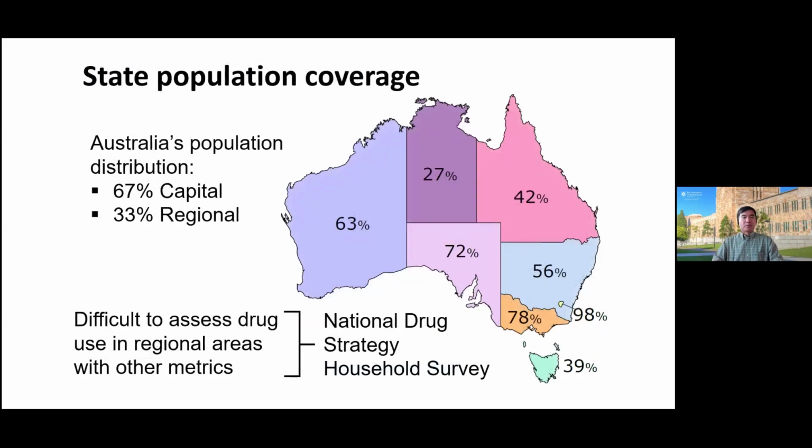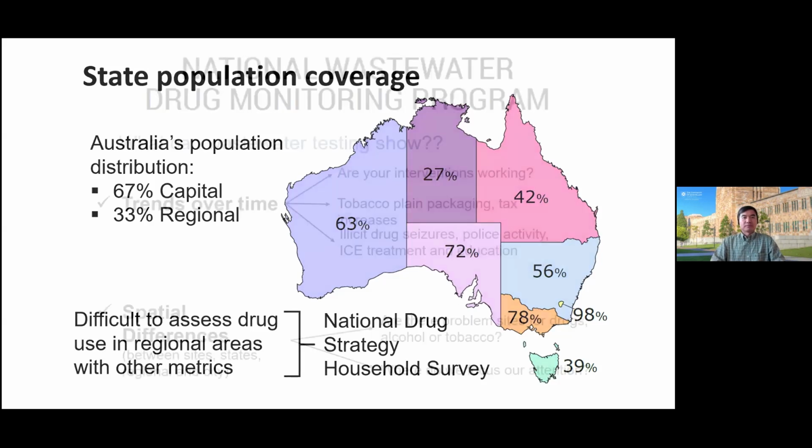So we cover the population distribution in the program. It's 67% in the capital and 33% in the regional areas. It really helped, because usually when you conduct a survey, for example, in Australia, we have the National Drug Strategy Household Survey. It's a real challenge to go to the rural and remote areas to do the survey. But by wastewater monitoring, you can get regular information from the remote and rural areas. And this same principle applies to every country.